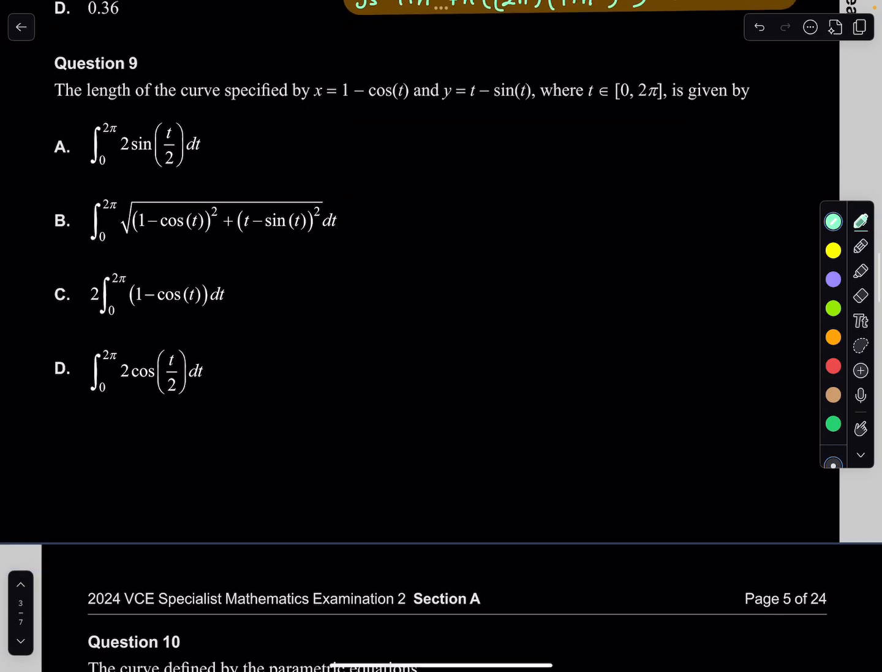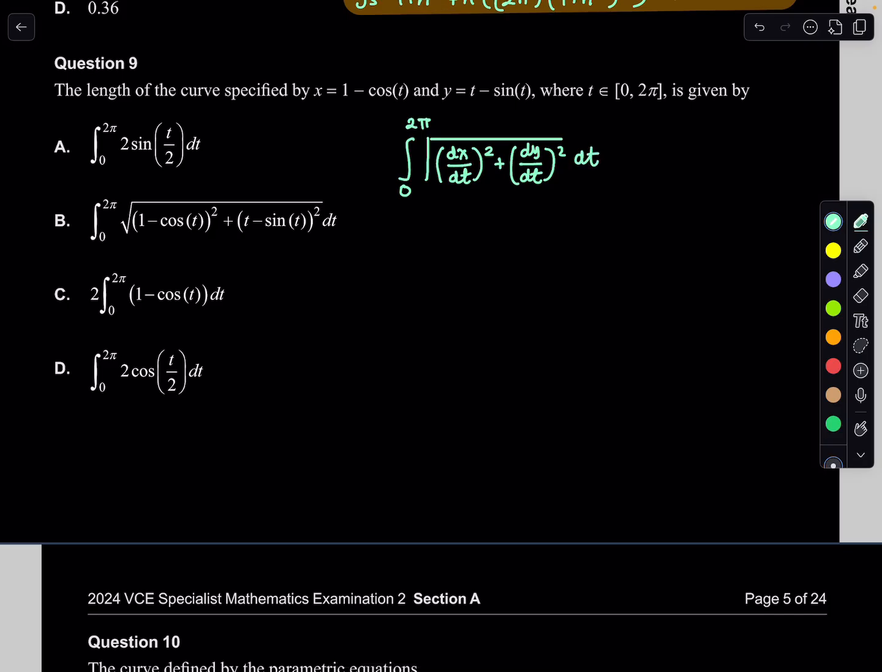Beautiful. Question 9. The length of a curve specified by x equals 1 minus cosine t, and y, where t is between 0 and 2 pi, is given by y. So this is a nice parametric equation, and we're trying to find the arc length. We know the arc length formula: t1 is 0, and you go to 2 pi, of the square root of dx/dt squared plus dy/dt squared dt. This is all in your formula sheet. That's it.